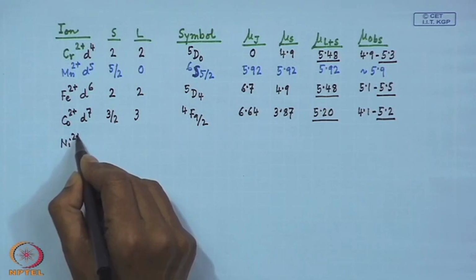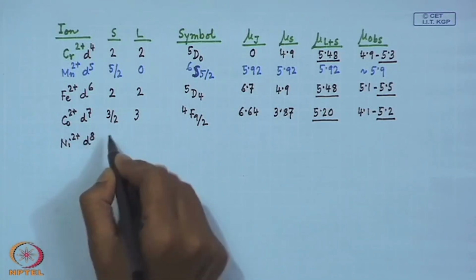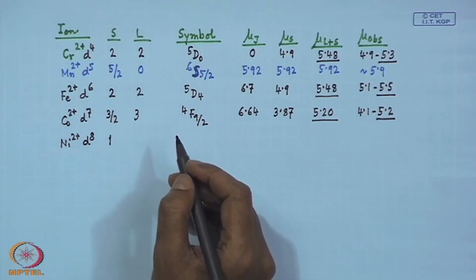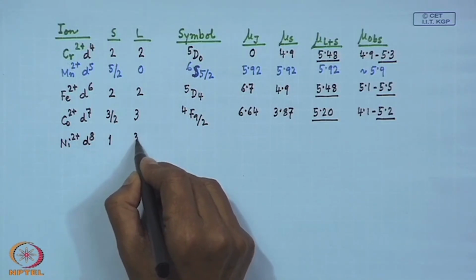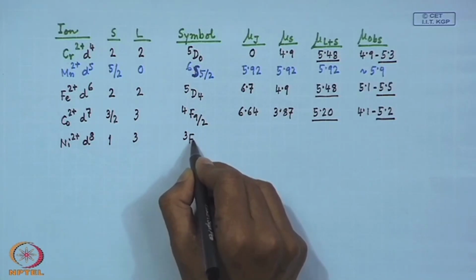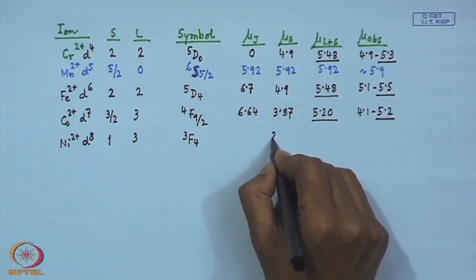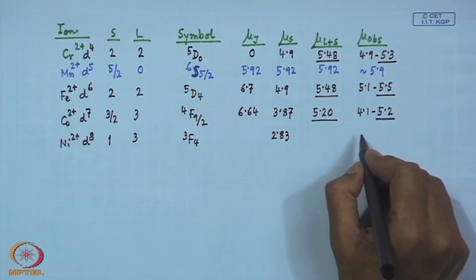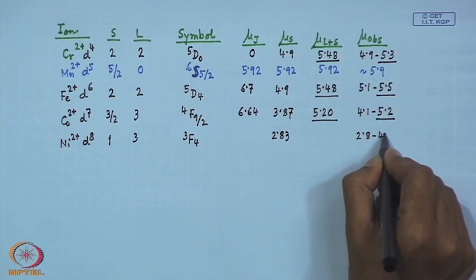So, we have the next one as nickel 2 plus, which is a 3D8 system having 2 unpaired electrons in the Eg level, which is T2g6 Eg2 and L value equal to 3. So, the ground term is 3F4 and the spin only value is 2.83 and the range is also from 2.8 to 4.0.